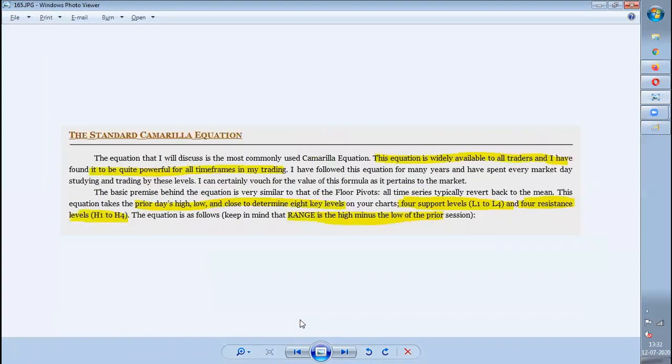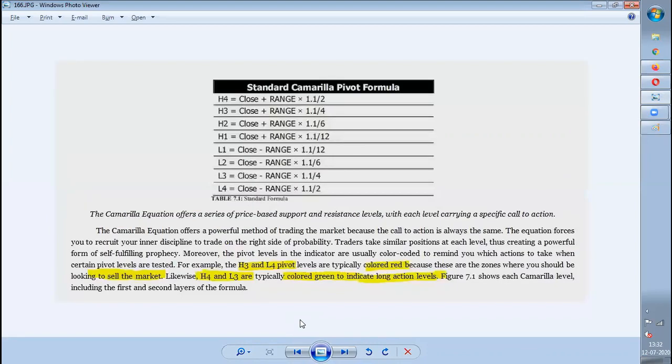So basically the Camarilla equation has 4 levels of support and 4 levels of resistance. L1, L2, L3, L4 are the 4 levels of support, and H1, H2, H3, H4 are the 4 levels of resistance. And this is the formula for H1 to H4 and L1 to L4. Kindly check the formulas and try to utilize them. These formulas were not given by Nick Scott. They were reverse engineered by some of the traders. That is how this formula was derived.